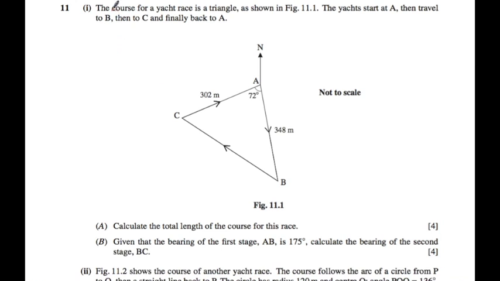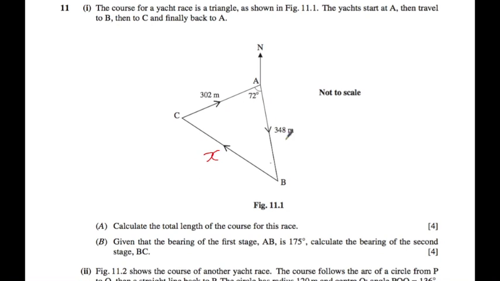Okay, question 11. So the course for a yacht race is a triangle shown in figure 11.1. The yacht starts at A, then travels to B, then to C and back to A. So the first thing I want to do is work out the total length of the course. So we know this length, we know this length, so we're going to have to work out this length here. So let's call it x.